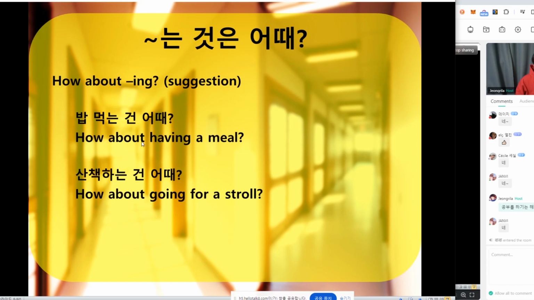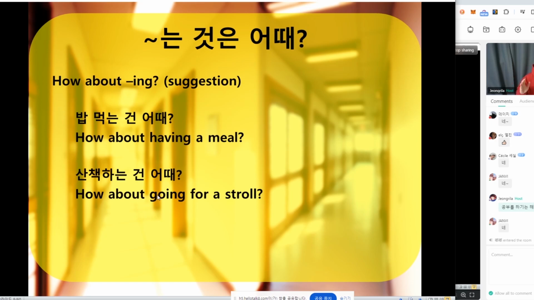So for example, how about having a meal? 밥 먹는 건 어때? 밥 먹는 건 어때요? Like that. And the second example, how about going for a stroll? How about taking a walk? 산책하는 건 어때? 산책하는 건 어때요? Like that. So it's easy, right?